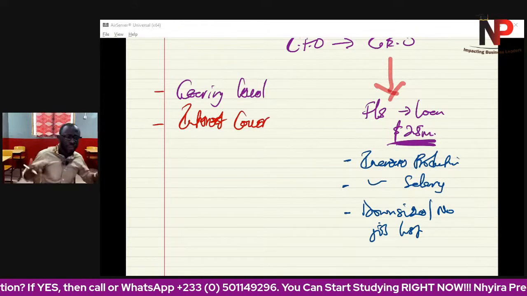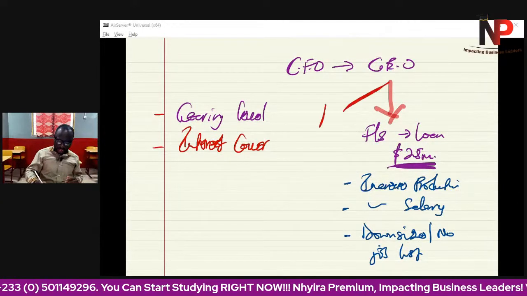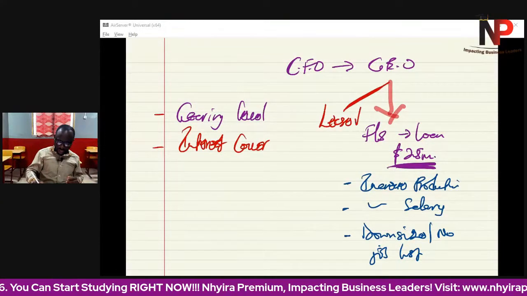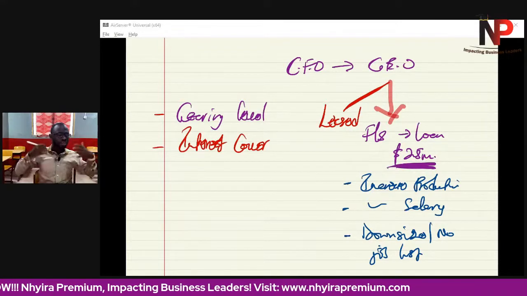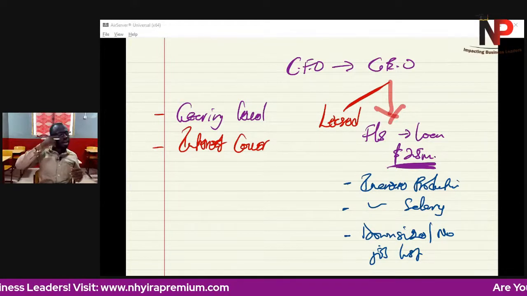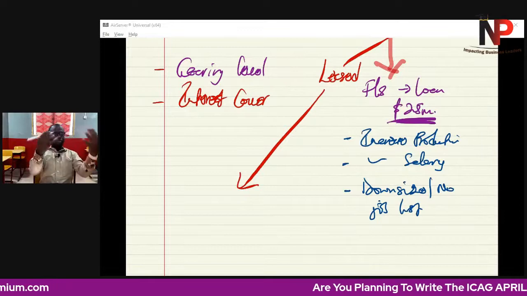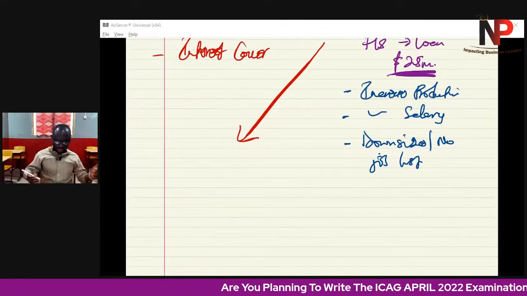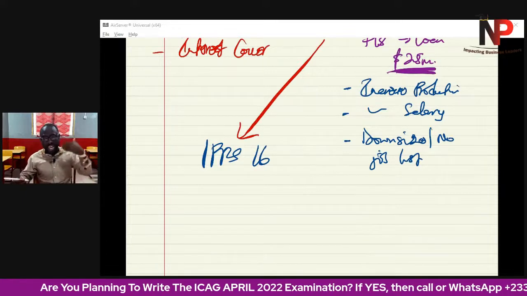But then you are presented with a transaction. Many of the assets of the company are leased. So there are a lot of assets of the business that are leased. They are not owned, they are not purchased by the entity, but they are on lease. Now, if they are on lease, then certainly, as a professional accountant, as a student, you know that they must be accounted for in accordance with IFRS 16, Leases.